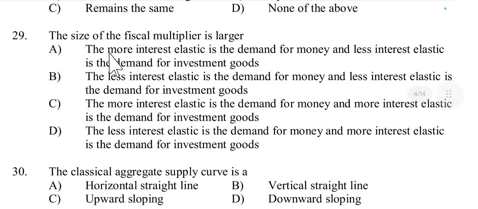Then question 29. The size of the fiscal multiplier is larger when the more interest elastic is the demand for money and less interest elastic is the demand for investment goods. No, the size of the fiscal multiplier is large when the less interest elastic is the demand for money and the less interest elastic is the demand for investment goods. Yes, when both are less, because a larger fiscal multiplier occurs when money demand is interest inelastic. Money demand being interest inelastic means a smaller shift in the LM curve or less crowding out, and investment demand being interest inelastic means investment doesn't fall much with rising interest. So option B is the right answer.